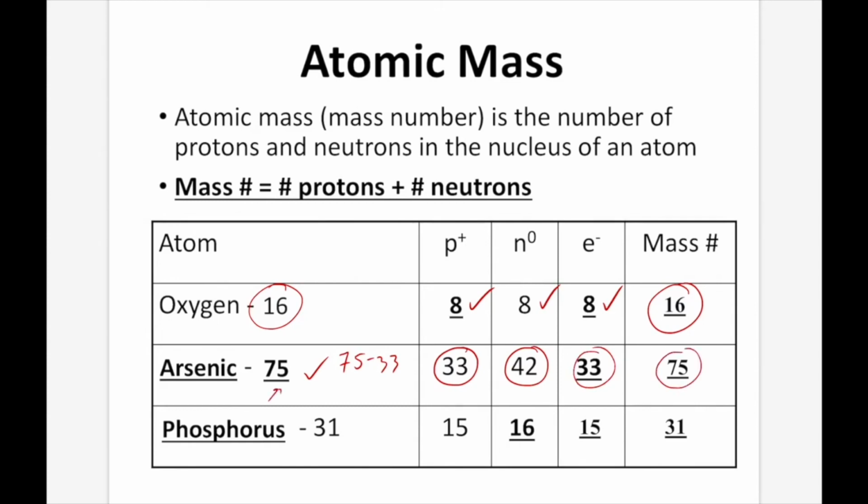Phosphorus, with atomic mass of 31, has an atomic number of 15, so it has 15 protons. It has 16 neutrons, because 31 minus 15 equals 16. It has 15 electrons, because the number of electrons equals the number of protons, and then the mass that we just talked about is 31. So you need to be able to look at your periodic table and determine number of protons, neutrons, and electrons based on the information given.